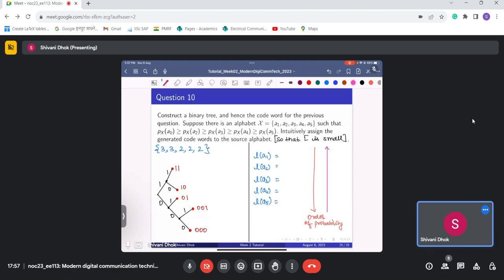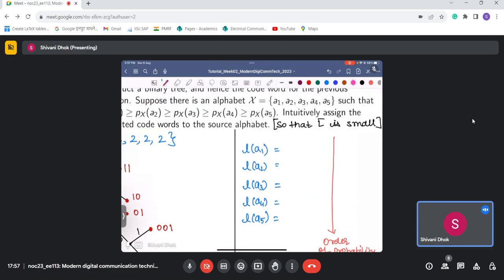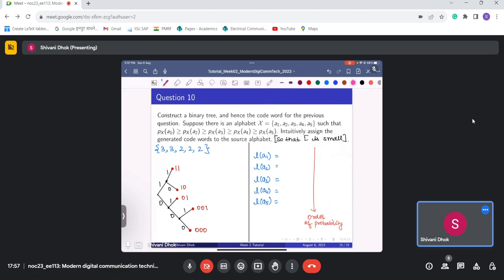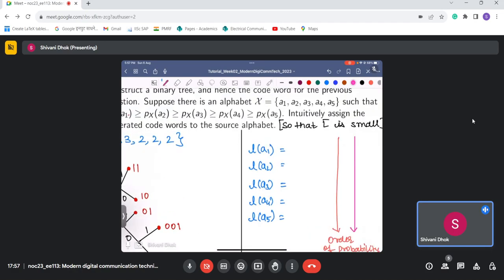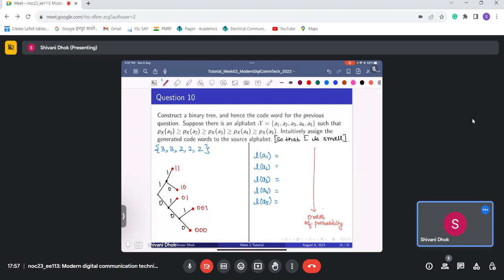A1 has the largest probability, so it should have the smallest length. The smallest length here is 2, so I'll assign the code word 11 to it. Similarly, A2 has the second largest probability, so I'll assign 10 to it. A3 has the third largest probability, so I'll associate 01 with it. A4 and A5 both have the least probabilities, and we have the length 3 code words remaining, so we can assign those to them.